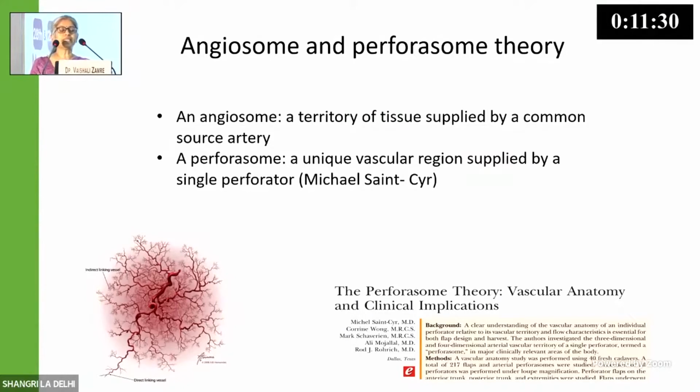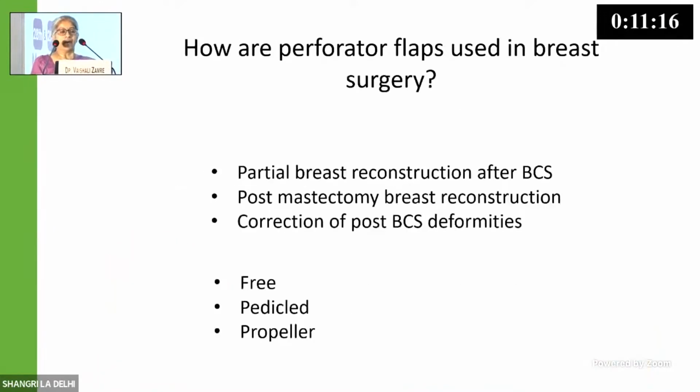An angiosome is a territory of tissue supplied by a common source artery, and among these angiosomes, a perforasome is a very special tissue which is a unique vascular region supplied by a single perforator. And now we'll see how these perforator flaps are used in breast surgery.